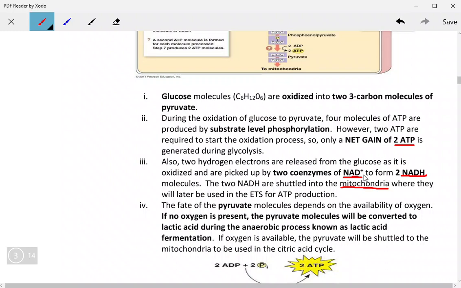Remember, the reduced form is the NAD plus that has gained hydrogen electrons. So the reduced form will be the NADH. This is the reduced form of NAD plus. Don't forget that.